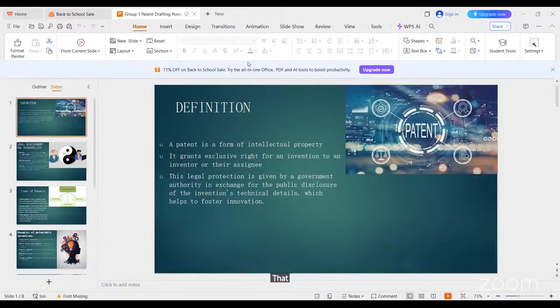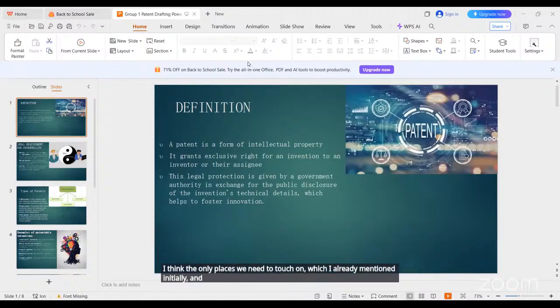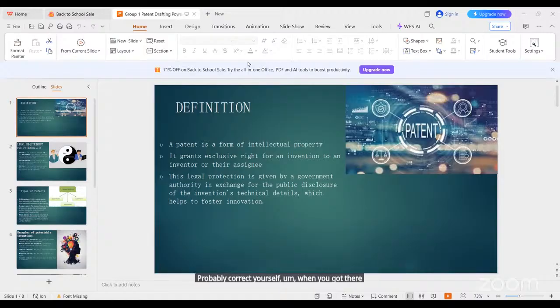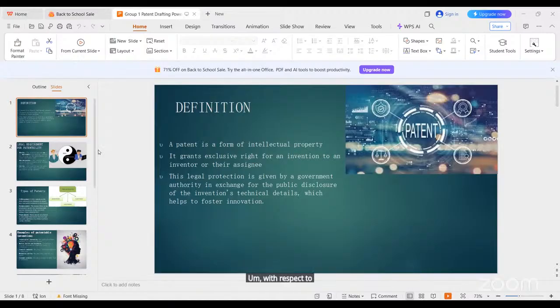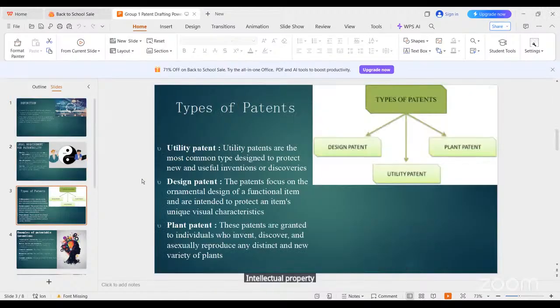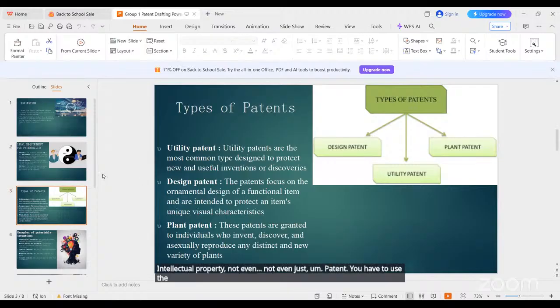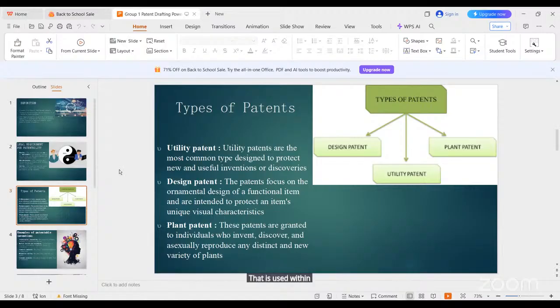That said, thank you, Adams, for your presentation. You've done well. I think the only places we need to touch on, which I already mentioned initially, and for some reason I expected you to probably correct yourself when you got there, but you didn't. It is with respect to, I think, go to slide 2, Dennis. With respect to utility, I mentioned earlier that whenever you're talking about intellectual property, not even just patent, you have to use the terminologies that is used within the context of that jurisdiction.